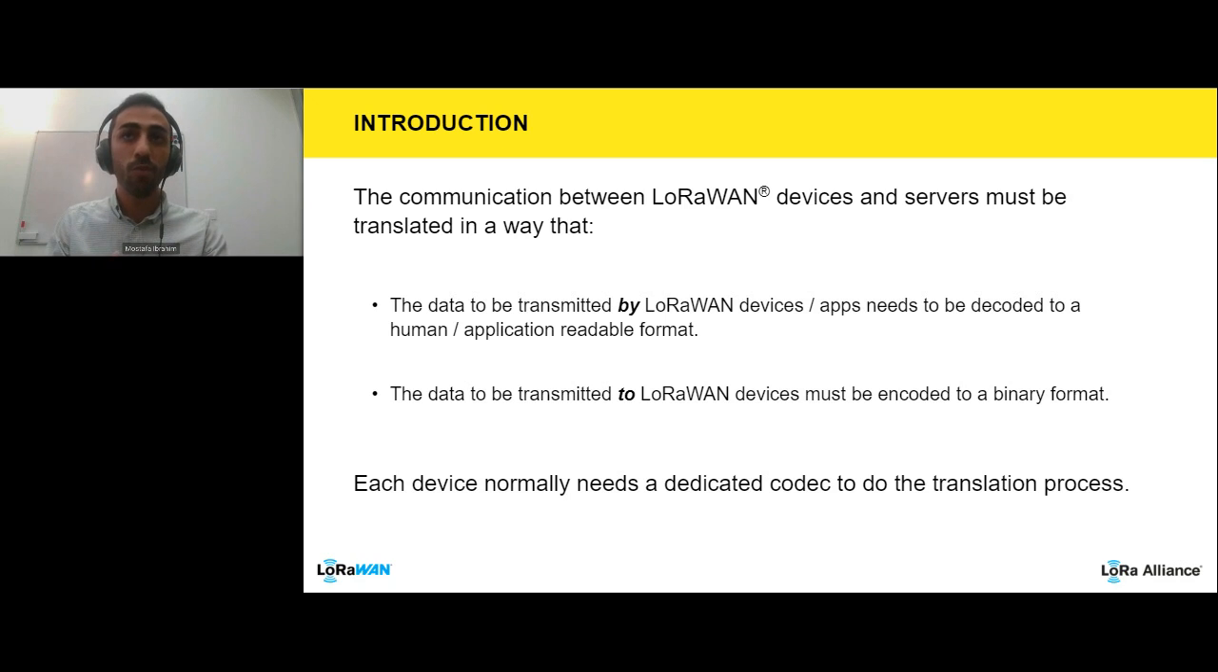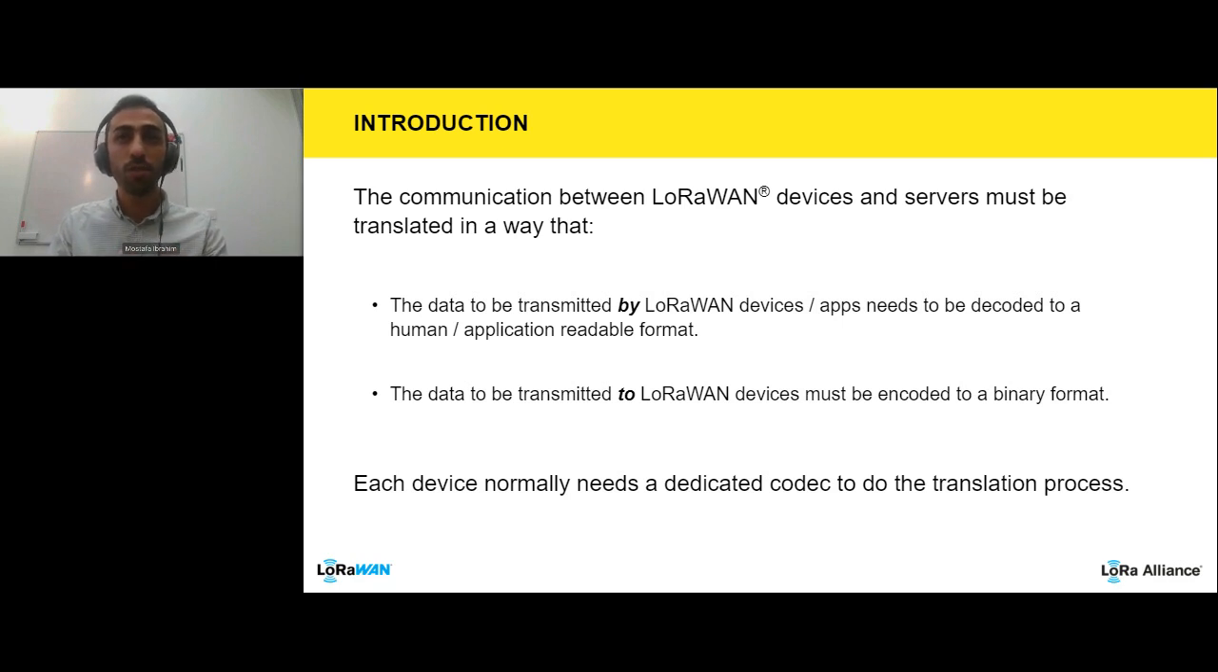To clarify more what an uplink is, what a downlink is, and why a codec is needed: the data to be transmitted by LoRaWAN devices or applications is normally sent as encrypted data or just as some bytes. So it needs to be decoded to be more useful on the server, or even to a human, to be in a readable format for the server or human.